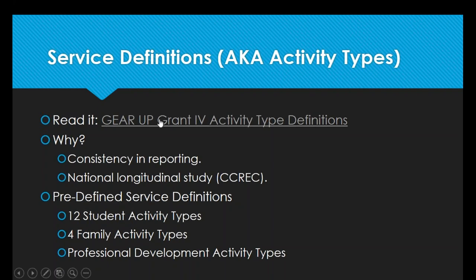And again, this is an active link. When you get this presentation, you can click on this so you go directly to the Gear Up Coordinator manual to read these in full. I actually encourage you to print out this section and keep it by your computer so that when you're entering activities in the portal, you can refer to this. We've been using these activity types for the last 5 years, and I will tell you, I still have to look at them sometimes to determine where an activity falls because, you know, it is a little bit complicated, so it should be something you refer to often.